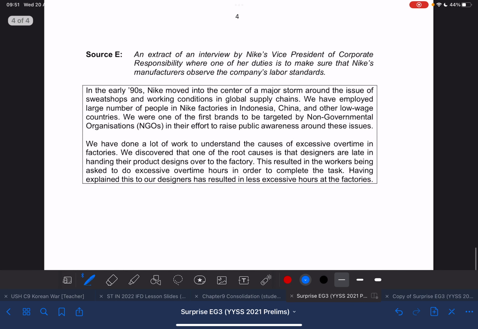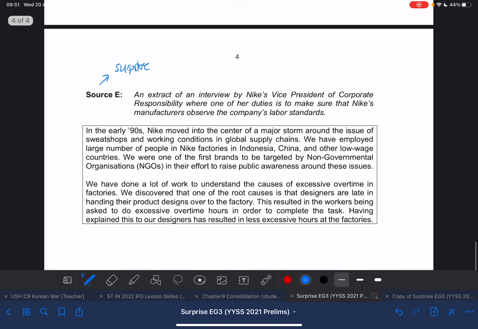Finally, let's move on to source E. Okay, source E. And this is the source that we'll be analyzing for our surprise question. Okay, and recall for surprise, once again, two ways. One is you cross-reference, you find another source which has matching content, find whether it's similar, then you'll not be surprised. If it's different, then you're surprised. The other way is you analyze the provenance or purpose. Okay, so let's look at this provenance.